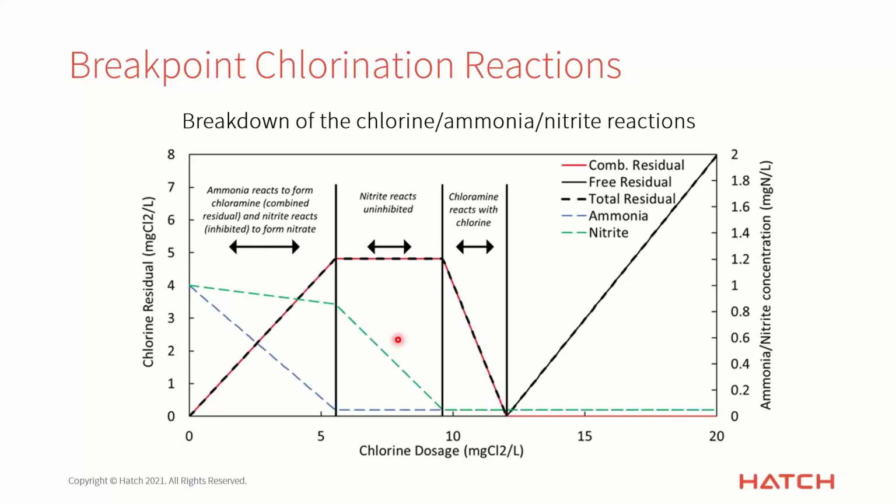Then finally, in the third section here, the chloramine is reacting with chlorine just as in the other graph, and this is producing nitrogen gas. This only happens when all the ammonia and all the nitrite have reacted. And then in the fourth section here, we can see that any chlorine added after that just becomes free residual because everything else has reacted.